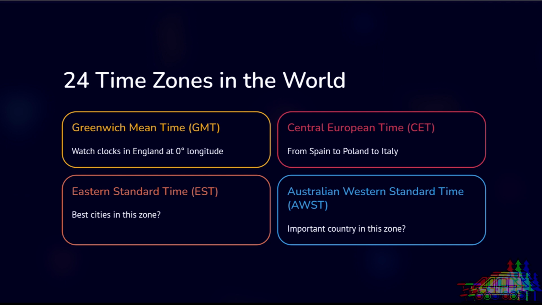24 time zones in the world. Greenwich Mean Time, GMT. Watch clocks in England at 0 degrees longitude. Central European Time, CET. From Spain to Poland to Italy. Eastern Standard Time, EST. Best cities in this zone? Australian Western Standard Time, AWST. Important country in this zone?